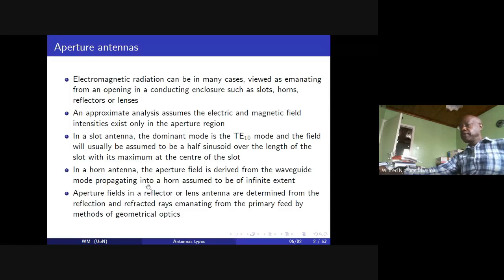So aperture fields in a reflector or a lens, a reflector is, of course, like the satellite dishes that you see, the DSTV dishes and the likes, okay? Or lens antennas are determined from the reflection of refracted rays emanating from the primary field by methods which are equal to those of geometrical optics, which we looked at last semester.